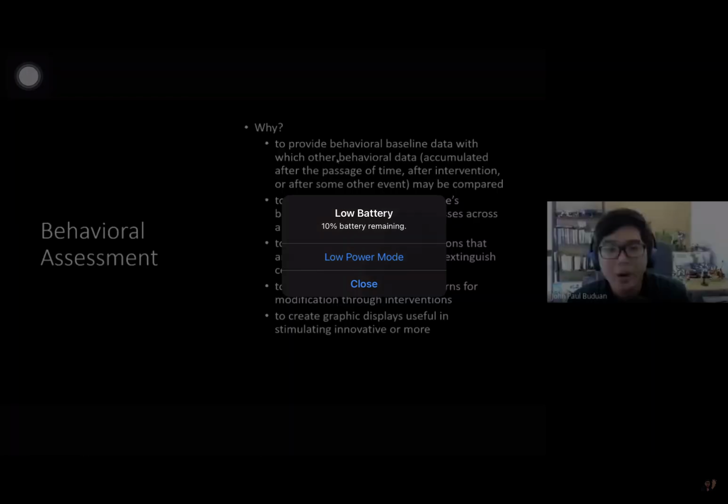So, why? The reason is to provide behavioral baseline data with which other behavioral data may be compared, and to provide a record of assessive behavioral strengths and weaknesses, and to pinpoint environmental conditions that are acting to trigger, maintain, or extinguish certain behavior. So, other than observing the person, pwede din naman yung tanungin mo yung mga ginagawa niya sa bahay, sa relationships niya, sa tao. So, that is also behavioral cues, or dun mo makikita yung behavior ng isang tao.